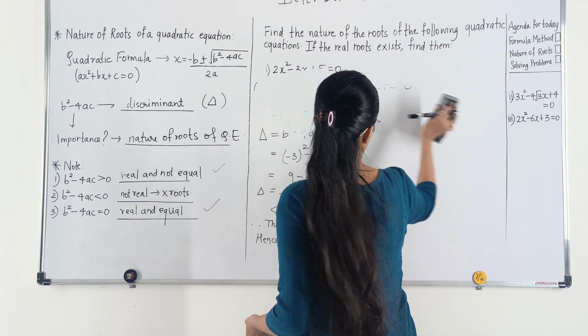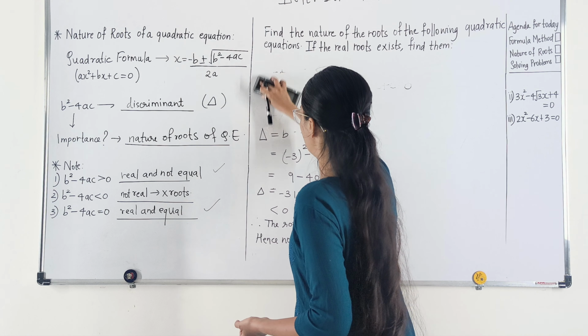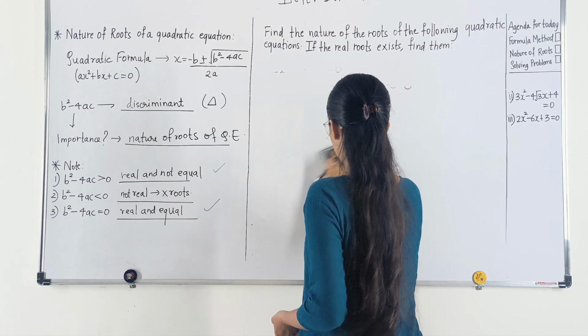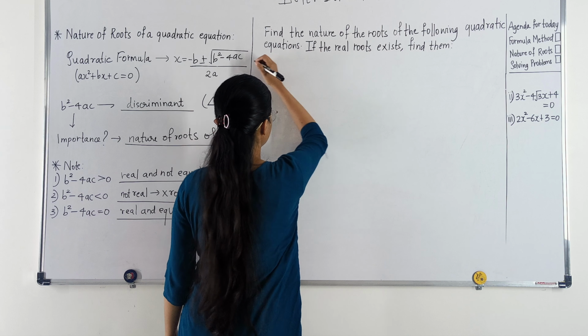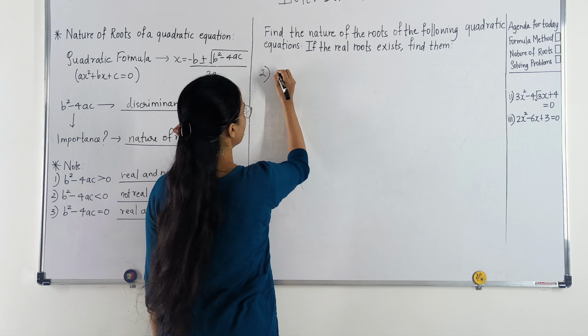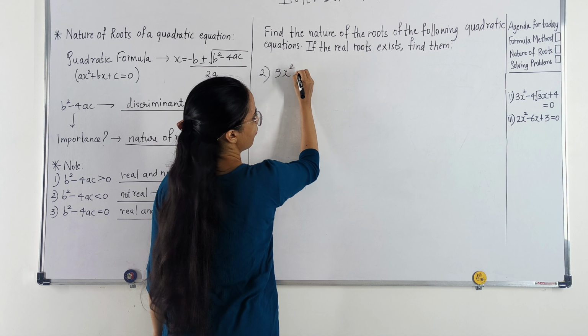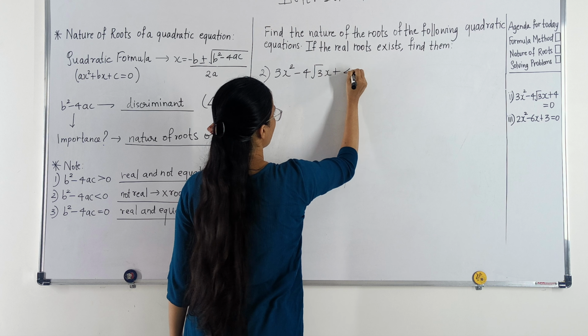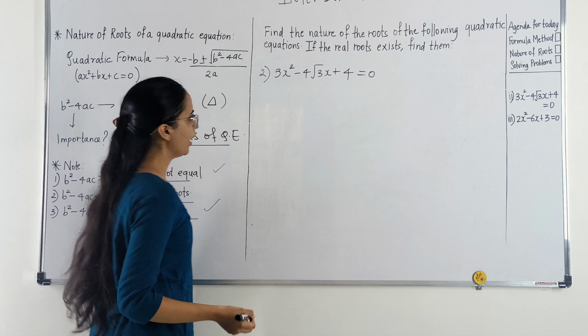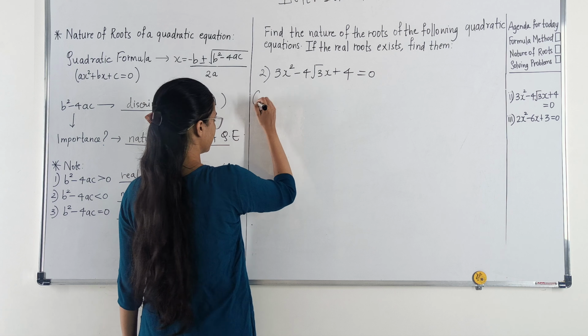The question is written over here. So, let us start solving the problem. The second question says that 3x square minus 4 root 3x plus 4 equals to 0. Again, you are going to compare with the standard form.